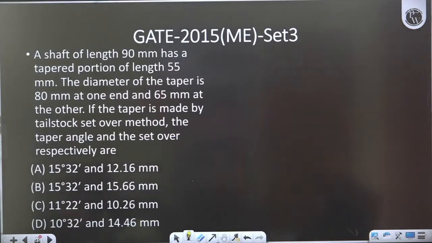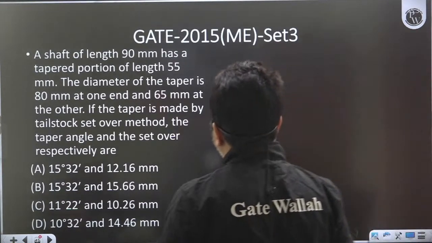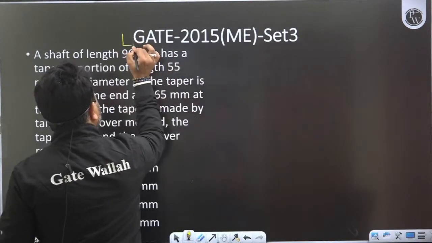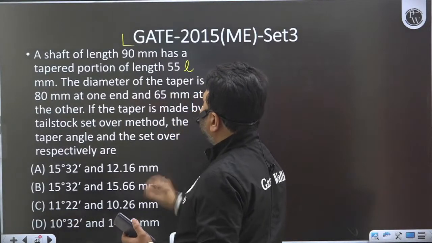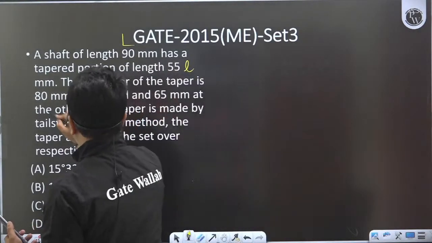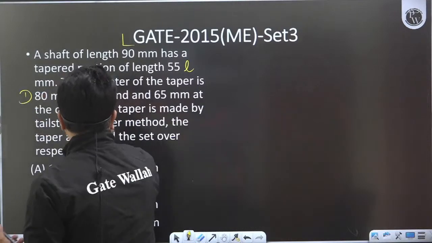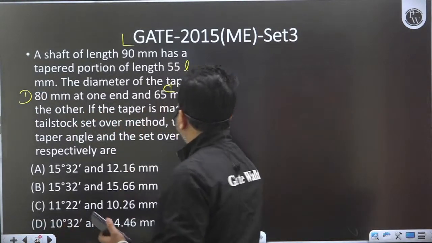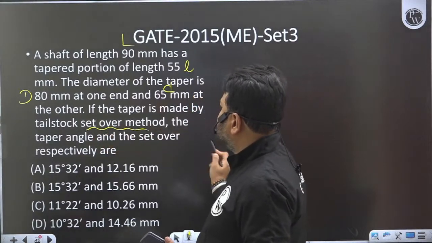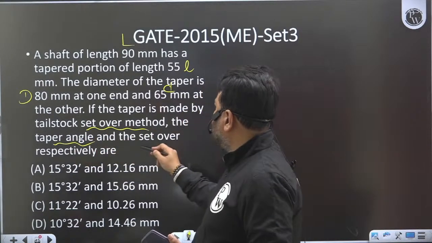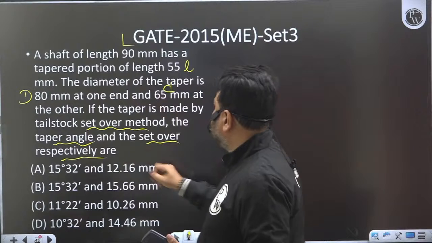Next. The shaft of length 90 mm has a taper portion of 55 mm. The diameter of the taper is 80 and the other end is 65. If the taper is made by the tailstock set over method, find the taper angle and set over respectively.